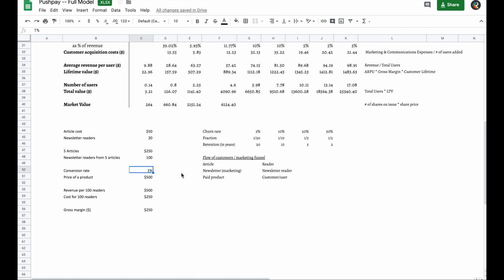But because we know there's a 1% conversion rate, this is really the cost per user, the cost per customer, because we know only 1 out of 100 come through. I'm just using 100 here so it keeps the numbers familiar. But we can say the gross margin per user is $250. That's $500 minus 250 equals this.